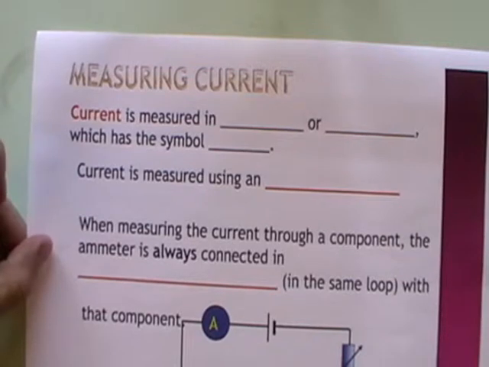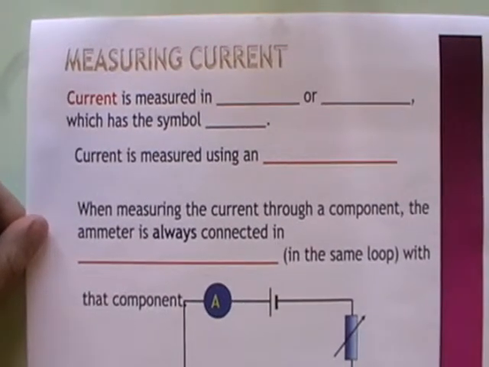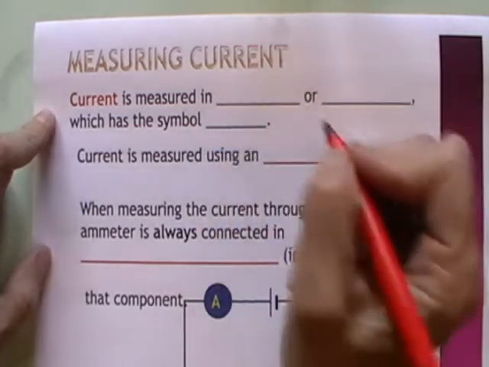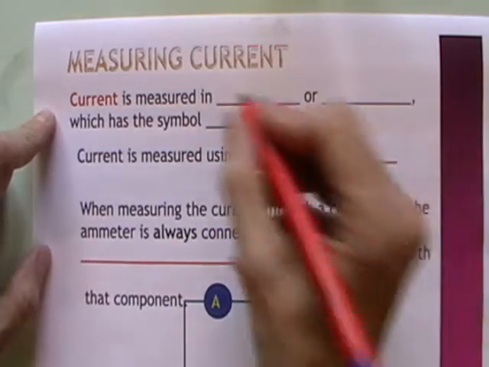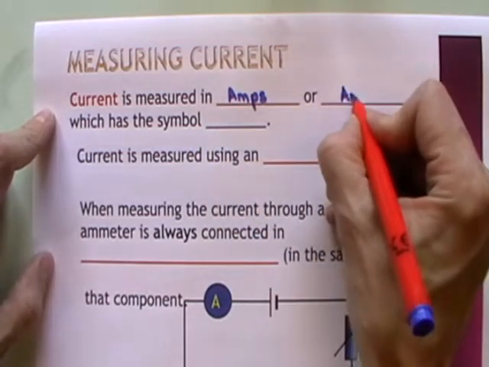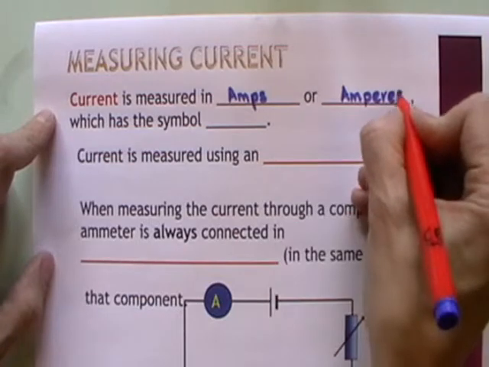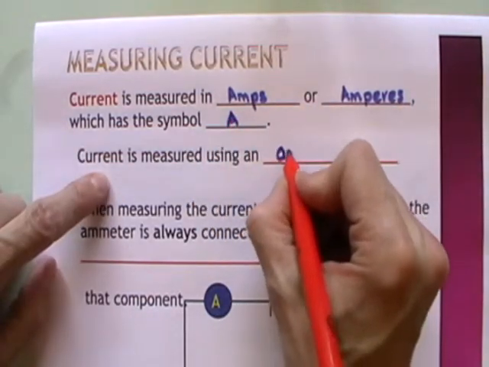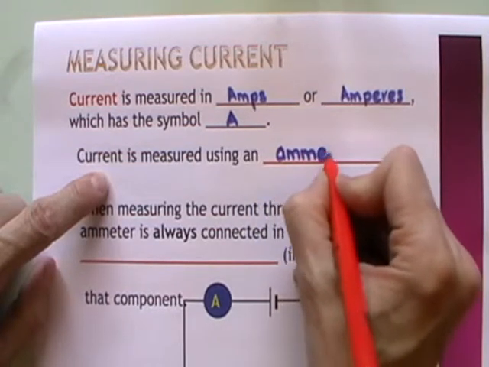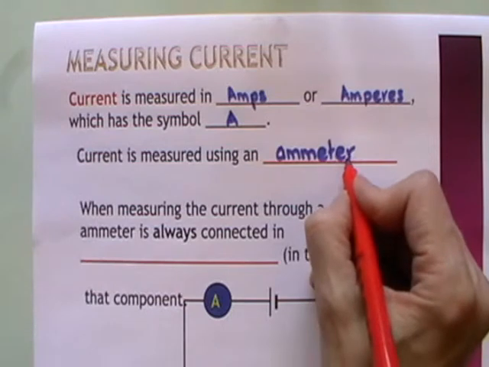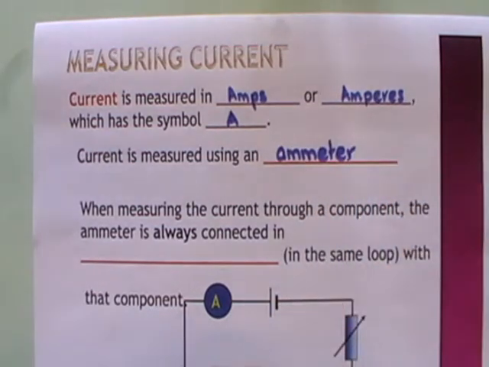Okay, the last part of this, measuring current. So we've already said that current is measured in amps or amperes. It's just a repeat there. And the symbol we use is a capital A. And current is measured using an ammeter. Now, all these meters in physics have the ending ER. The only meter that we use which has got an ending of RE is the meter ruler that we use for length.